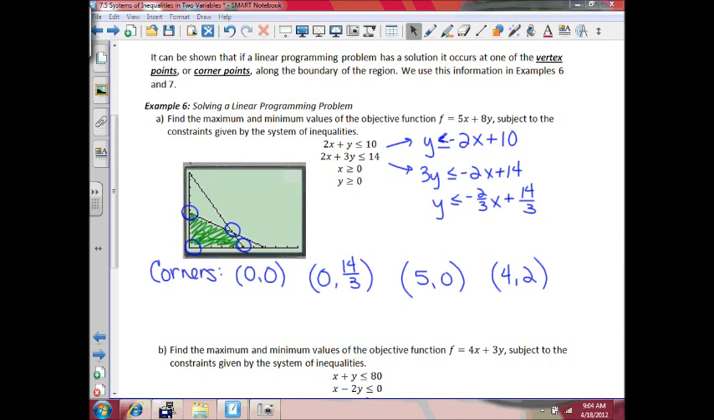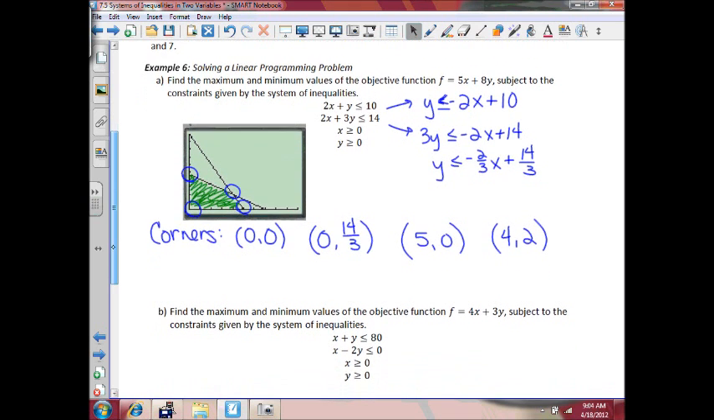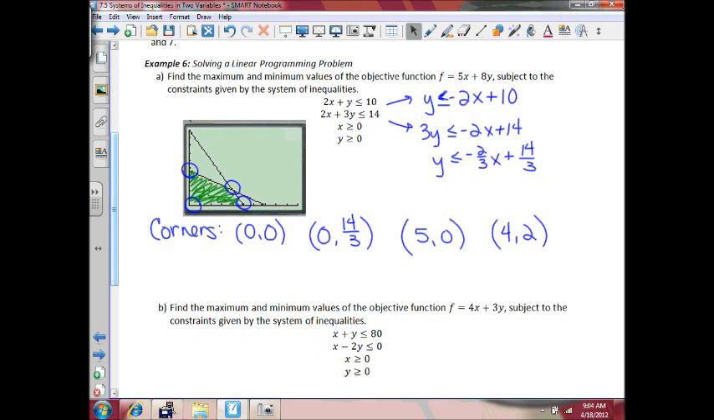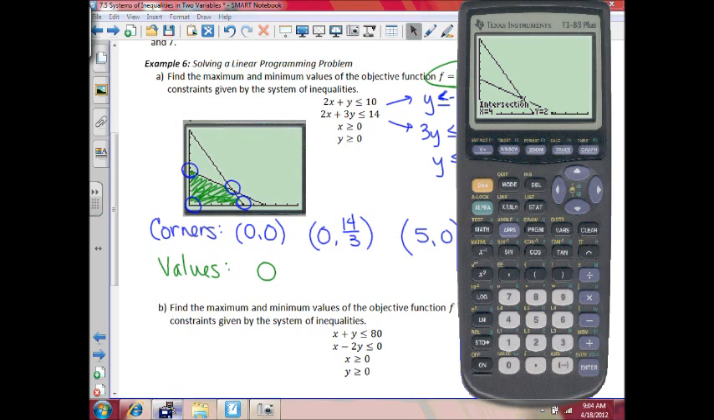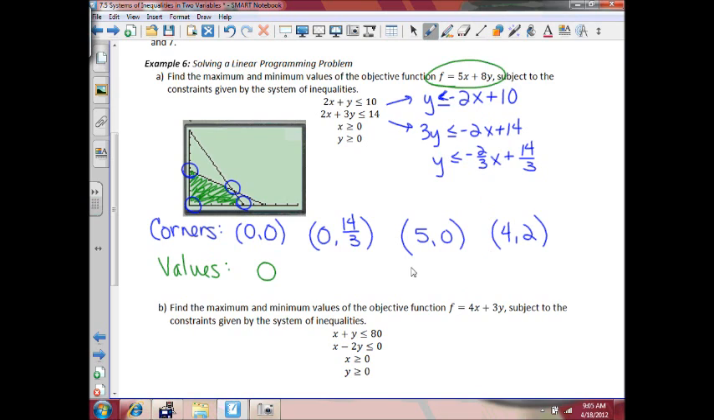What we're going to have to do now is find the maximum and minimum values. We're going to use 5x plus 8y. If x is 0 and y is 0, my value will be 0 here. And then we'll do 0 and 8 times 14 thirds. So we're going to take 8 times 14 divided by 3. This is 37 1/3.